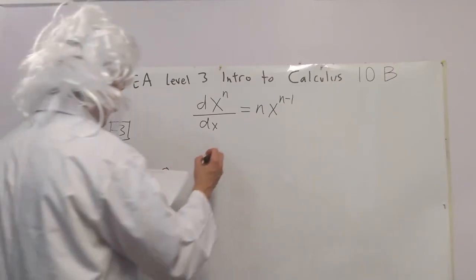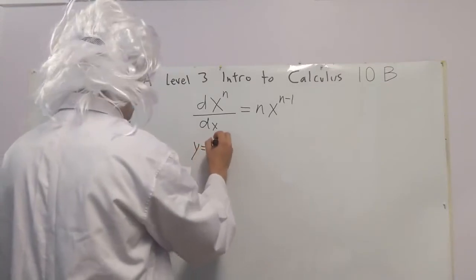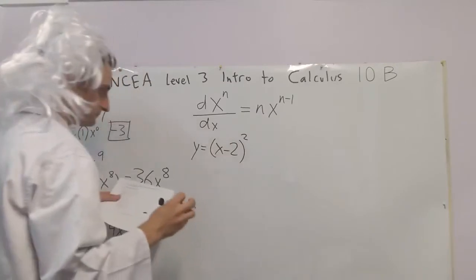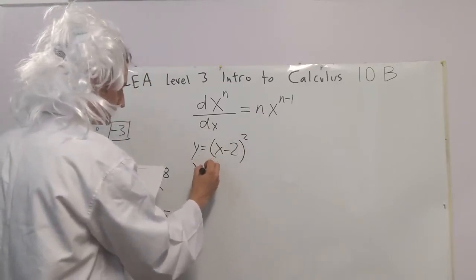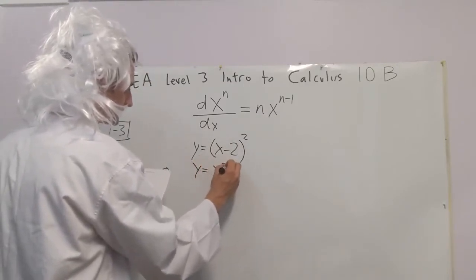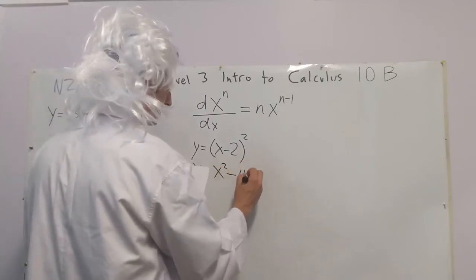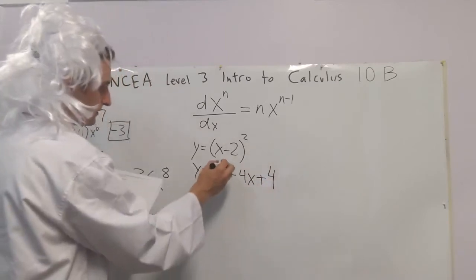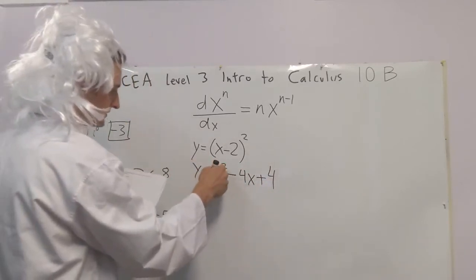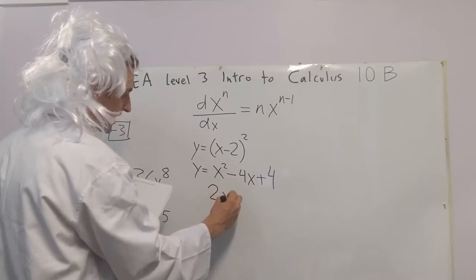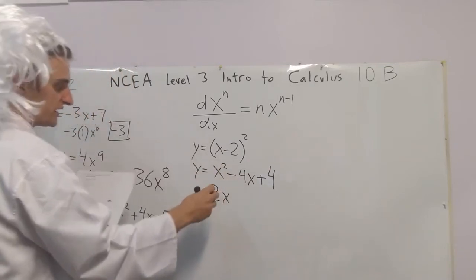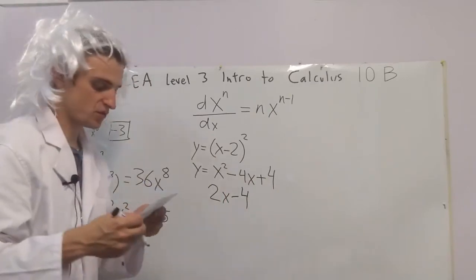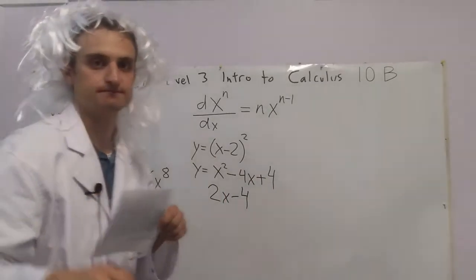And our last one, y equals x minus 2 squared. So we distribute it. Y equals x squared minus 4x plus 4. Now we differentiate it. This 2 comes in front. 2x to the power of 1. So 2x minus 4. That is question number 4.